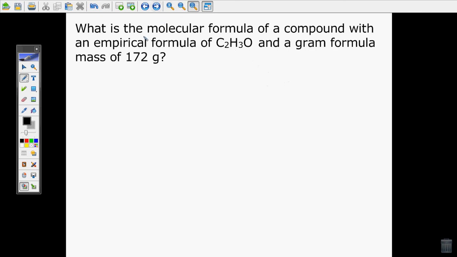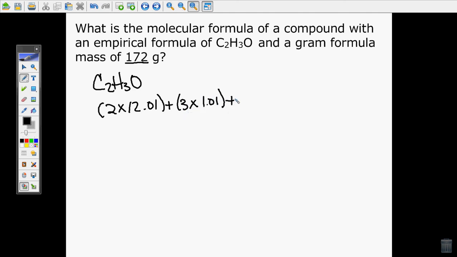That's it. What is the molecular formula of a compound with an empirical formula of this and a gram formula mass of this? So they gave me my empirical formula, and my molar mass is this. So if I calculate the molar mass of my empirical formula, I'll just divide 172 by whatever I find. So I've got 2 carbons, 3 hydrogens, 1 oxygen. I get 43.05 grams per mole.